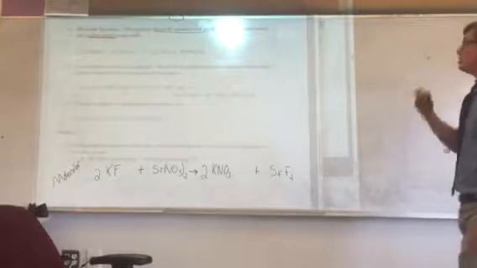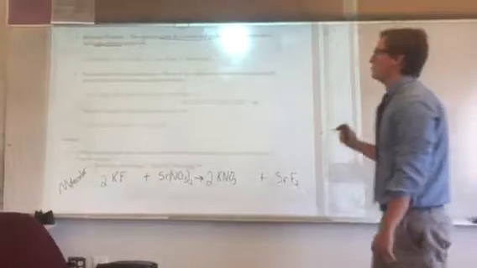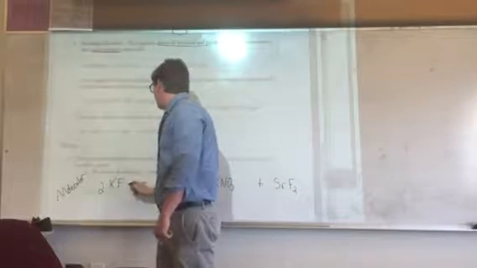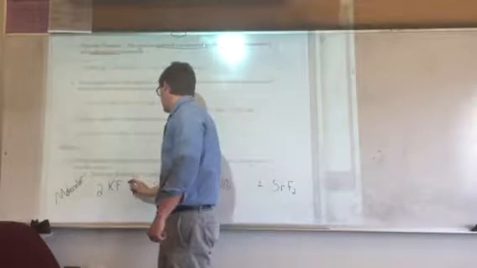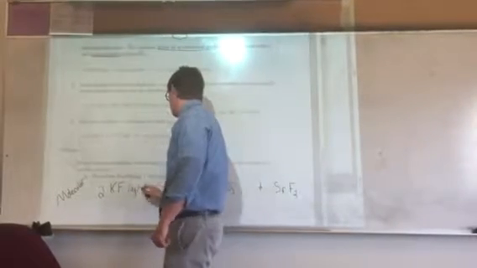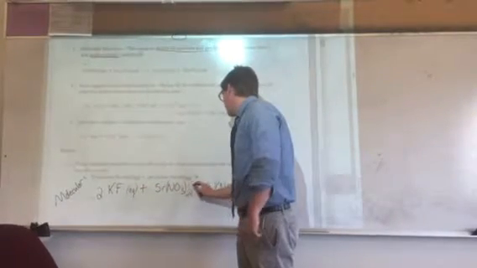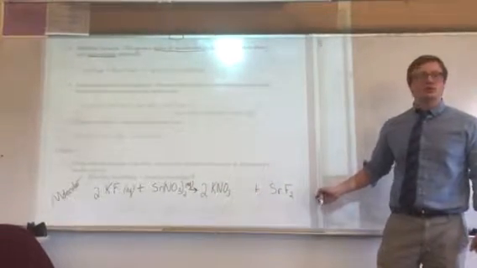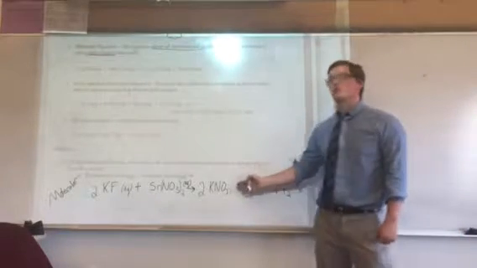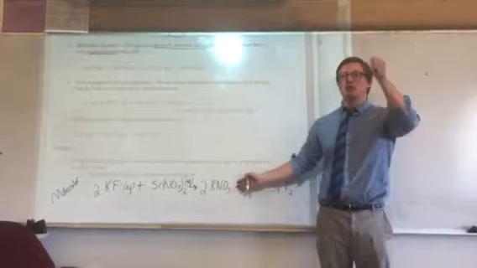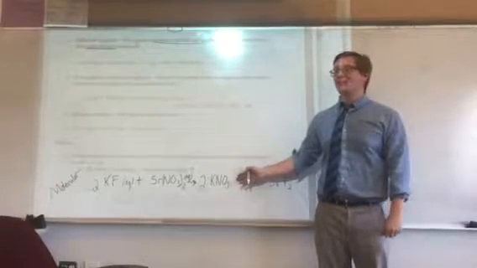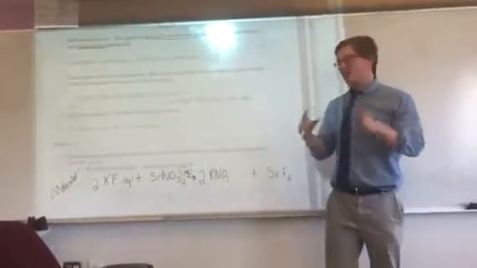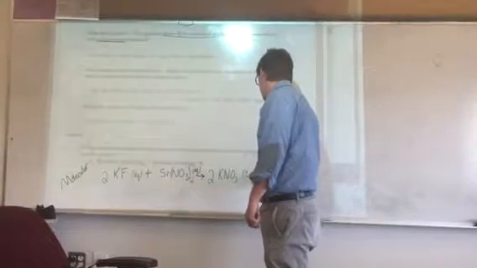We also need to show if they are soluble or not. That means we need to show if they are aqueous or if they are solid. These ones tell us for the beginning, potassium fluoride is aqueous. Strontium nitrate is aqueous. Here is where our solubility rules become very important. We just formed KNO3. Is KNO3 soluble or insoluble? Soluble. It's a nitrate, so it is soluble, which means it's going to be aqueous.